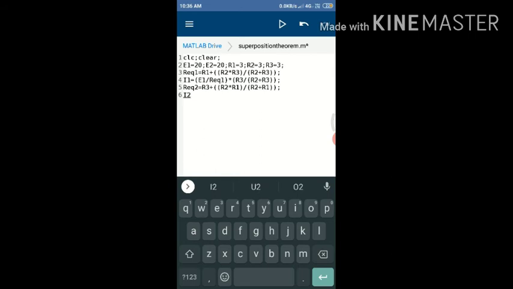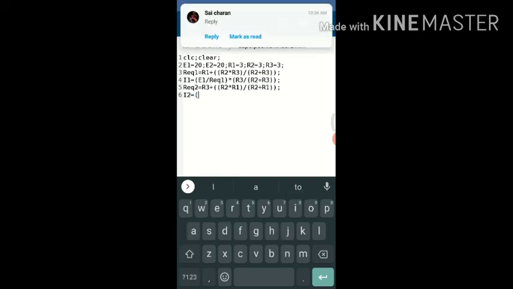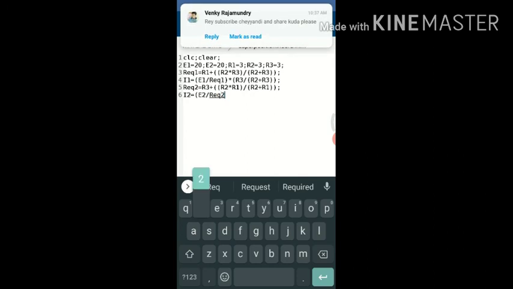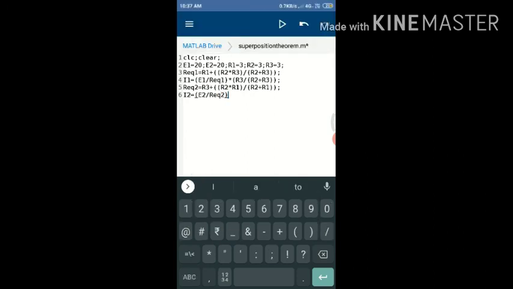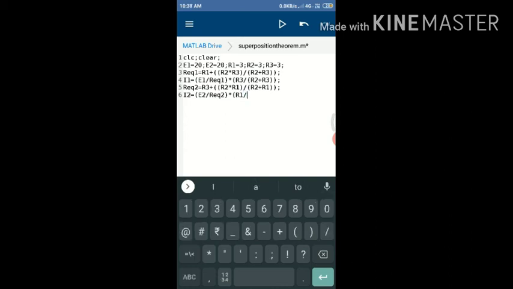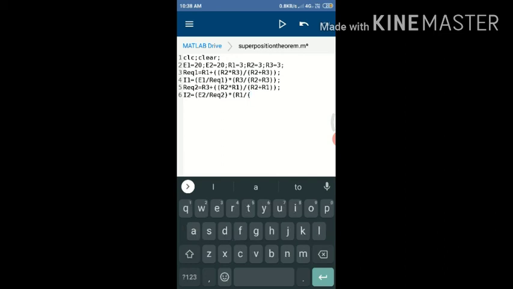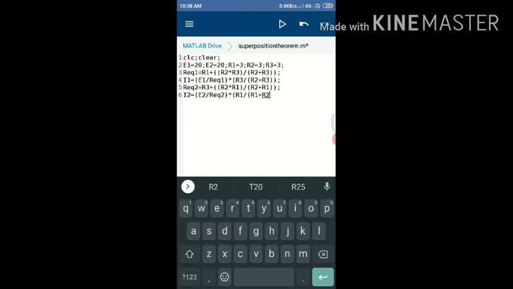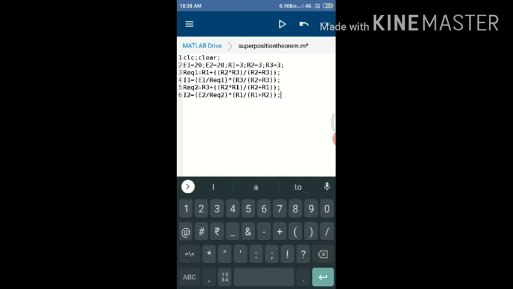And again I2 is equal to bracket open E2 divided by R equivalent 2 and close the bracket and star R1 divided by, slash, and open the bracket and again R1 plus R2 and again close the bracket and give semicolon.